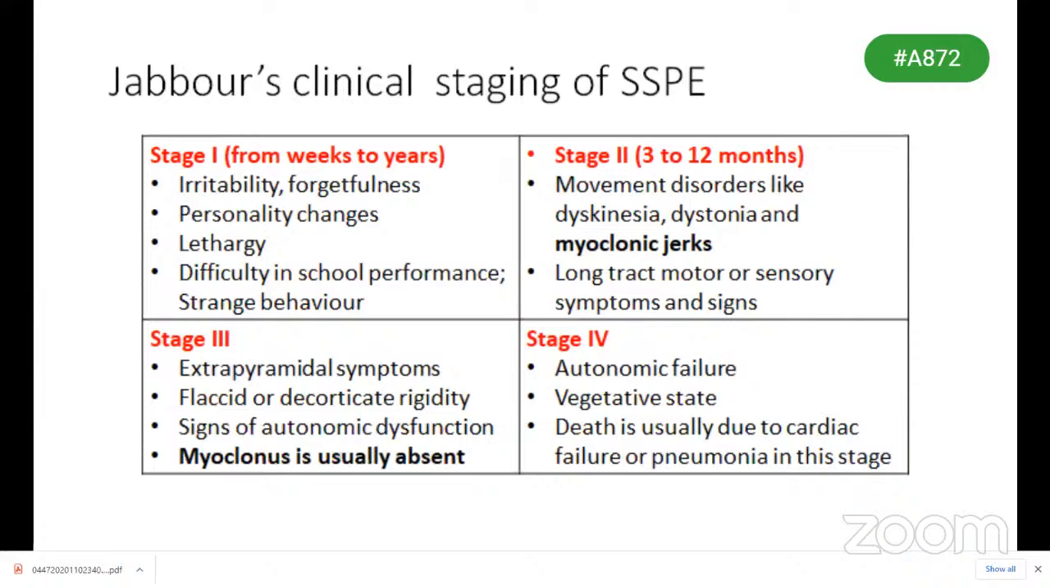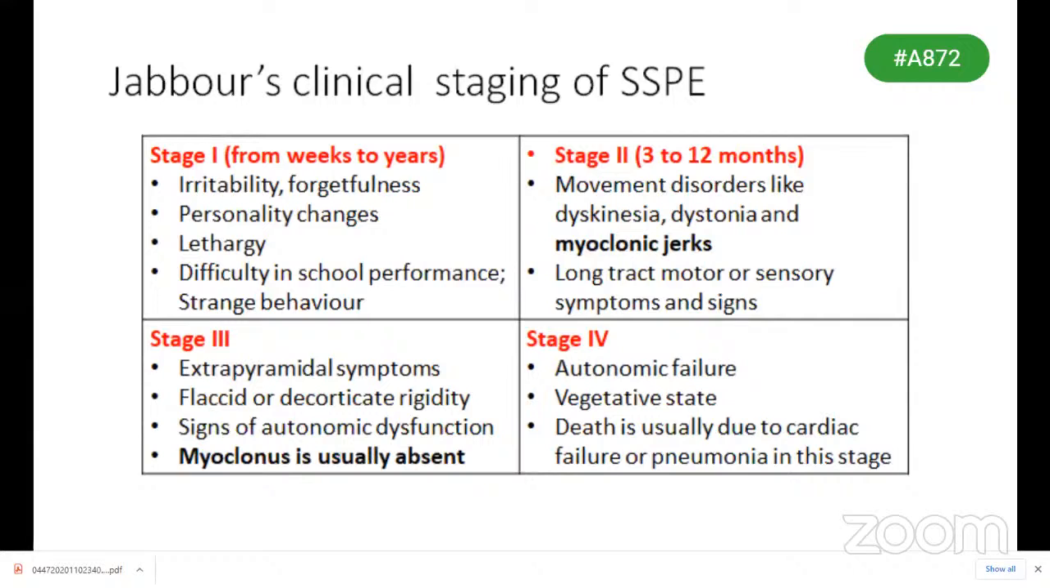But it is stage 2 which really is where a lot of the movement disorders come, and the classic myoclonic jerks, as well as sometimes the long tract signs, come in stage 2. In stage 3, myoclonus usually is absent. Patients usually will become rigid. They may have flaccid or decorticate rigidity. They can have autonomic dysfunction. While in stage 4, there is complete autonomic failure. Patients are vegetative, and there can be death because of the disease.